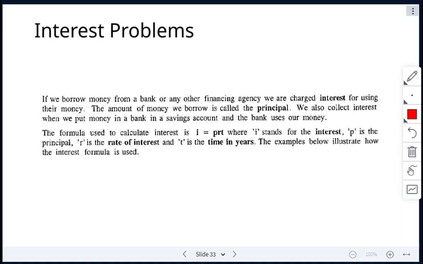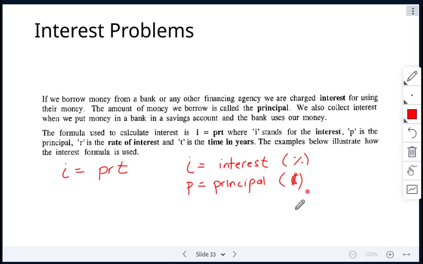Okay, so the formula is I equals PRT. The I stands for interest, and it's usually in a percent form, so you would just change it to decimal, and we'll show that when we do examples. P is for principal. Principal is like the dollar amount. It's the amount that we borrow.